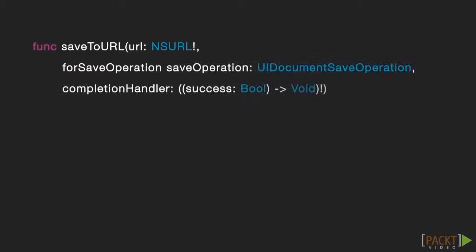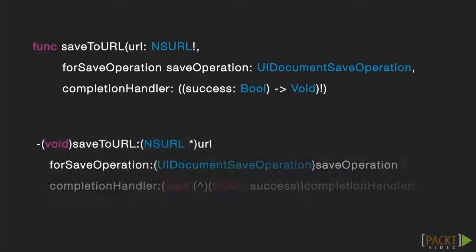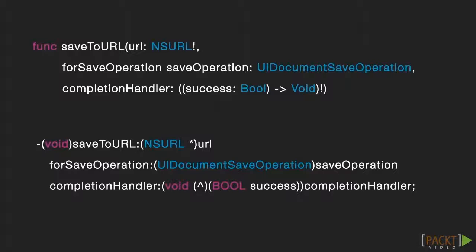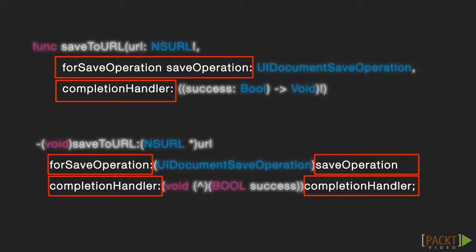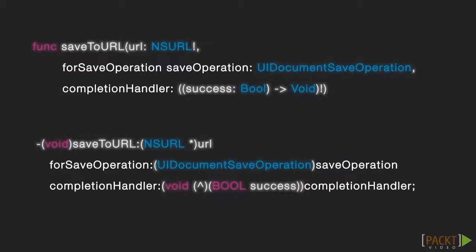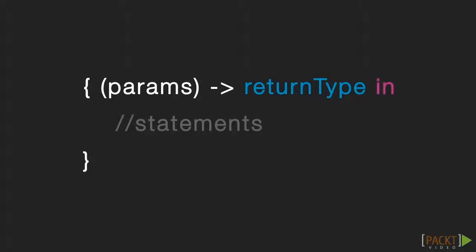Here we have a UIDocument save(to:) method in Swift, and again in Objective-C. Swift's version is a bit cleaner. Here we have the external and internal labels, along with a less redundant completion handler argument. The big difference, however, is in the completion handler, which is called a block in Objective-C. Objective-C's blocks are bridged into Swift closures for us, which allow us to use Swift's modern trailing closure syntax.